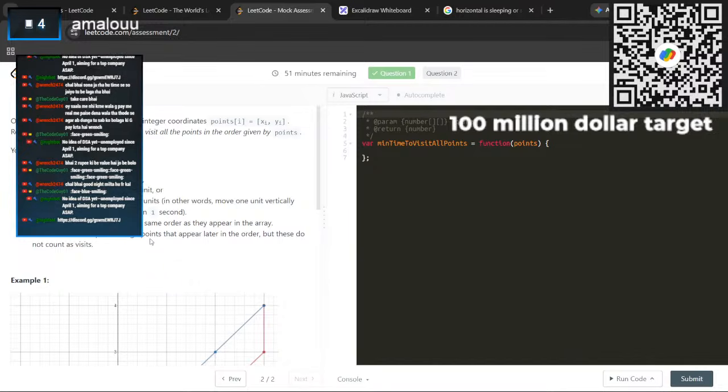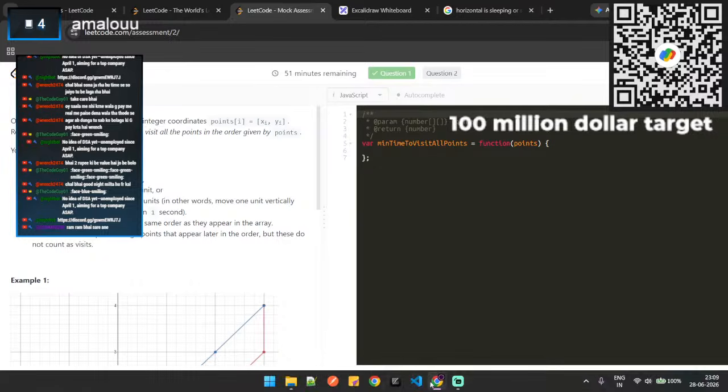I can either move vertically, horizontally, or diagonally.